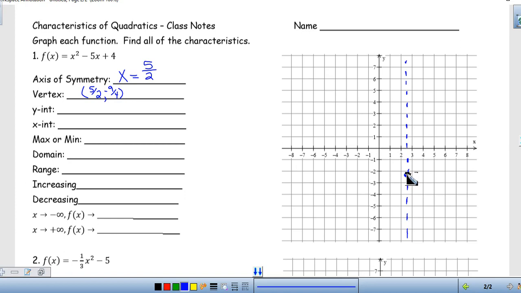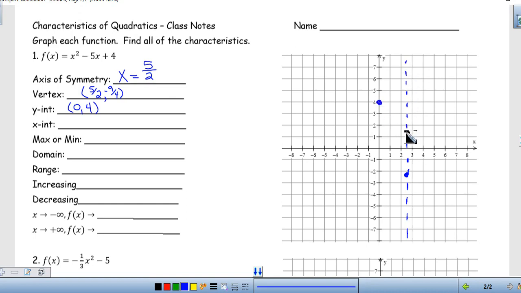Remember, the y-intercept tells us when the graph crosses the y-axis, and we know that it crosses the y-axis when x is 0. So we will plug a 0 in everywhere that we see x in the original function. That's going to cancel out the first term and the second term, and the only thing that will remain is the constant, 4. So that's what y is equal to. And now we'll put that on our graph, 0, 4.